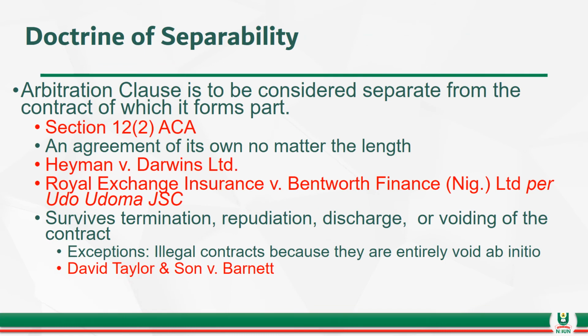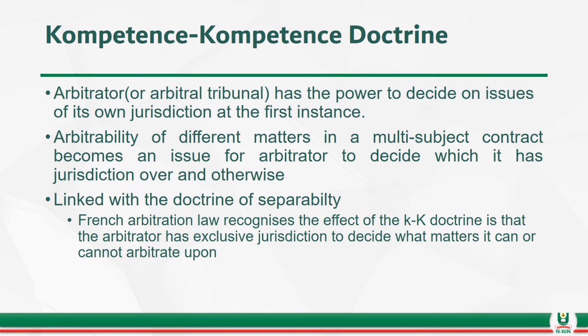Because an illegal contract is deemed to be void ab initio. It does not even exist. So if it doesn't exist, the arbitration clause in it will also be deemed not to exist. On that point, you can see Taylor and Son against... is separate, then it is important to look at the effect of the competence doctrine on an arbitrator, on the matters he can decide on or he cannot decide on.